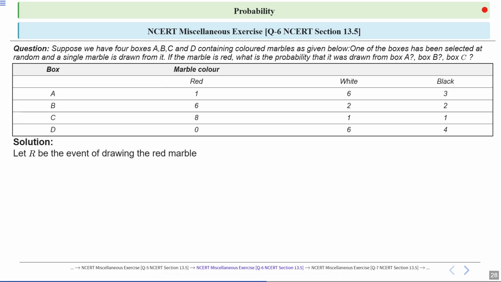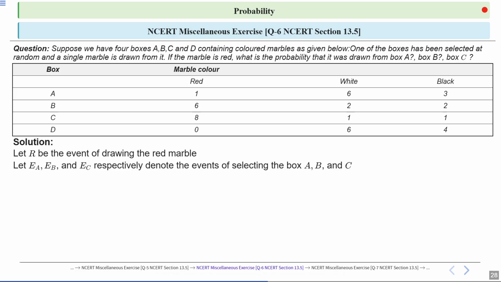First, let R be the event of drawing the red marble. This means that when you draw a marble, R happens if the marble you draw is red. Now, let EA, EB, and EC respectively denote the events of selecting box A, B, and C. The total number of marbles is 40. The number of red marbles is 15. Therefore, probability of R is calculated by dividing 15 by 40, which simplifies to 3 by 8.